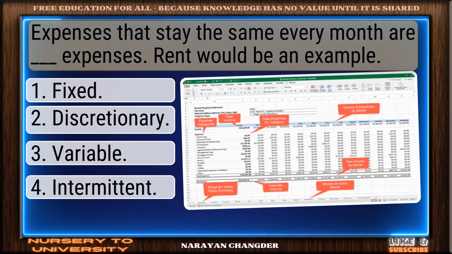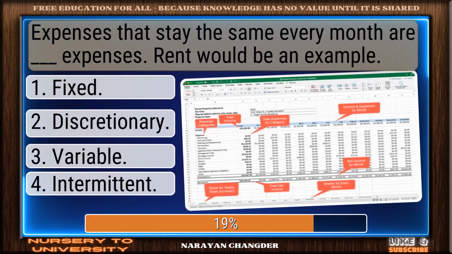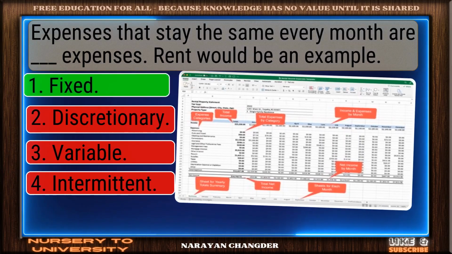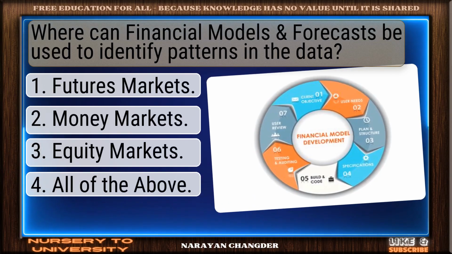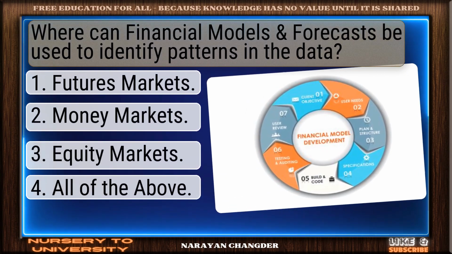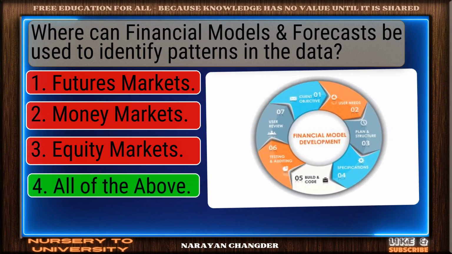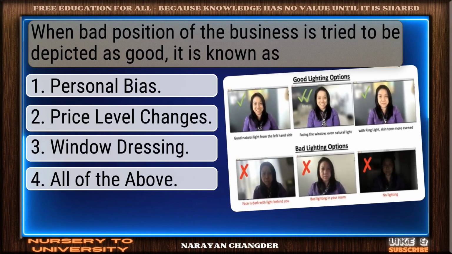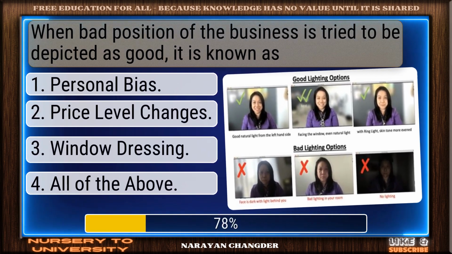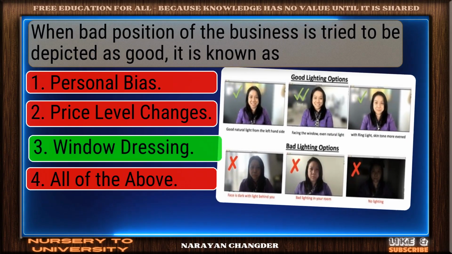Expenses that stay the same every month are dash expenses. Rent would be an example. On track. Fixed is the correct answer. Where can financial models and forecasts be used to identify patterns in the data? Nicely done. All of the above is a solid answer. When the bad position of the business is tried to be depicted as good, it is known as... Perfect. Window dressing is the correct choice.